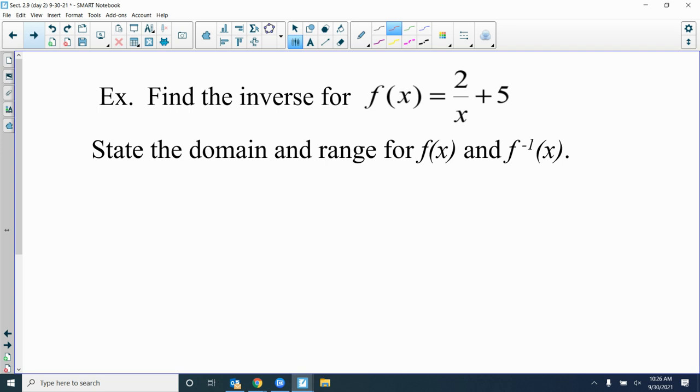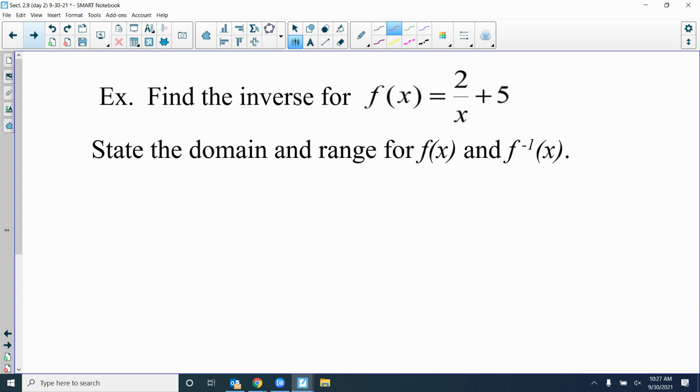All right, now these next two get a little trickier. I still want you to find the domain and range for both. At this point, what's the domain for the function? Okay, Justin, what would be the domain of the function? Everything but what? Everything but 0. Okay, because 2 divided by 0 is undefined. Doesn't matter about that plus 5. Everything but 0. We'll list it in a second.